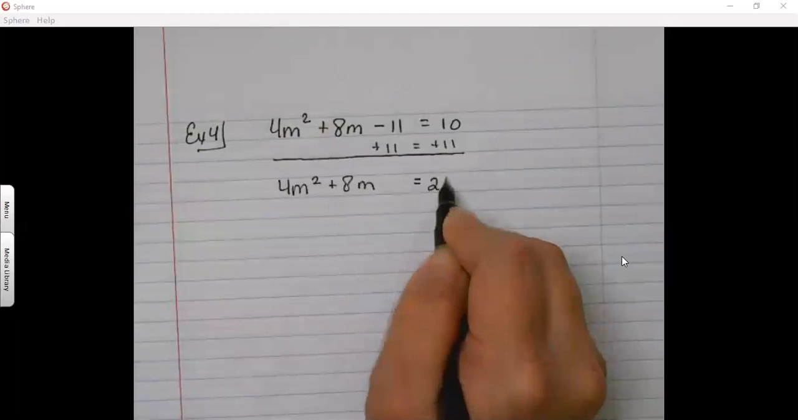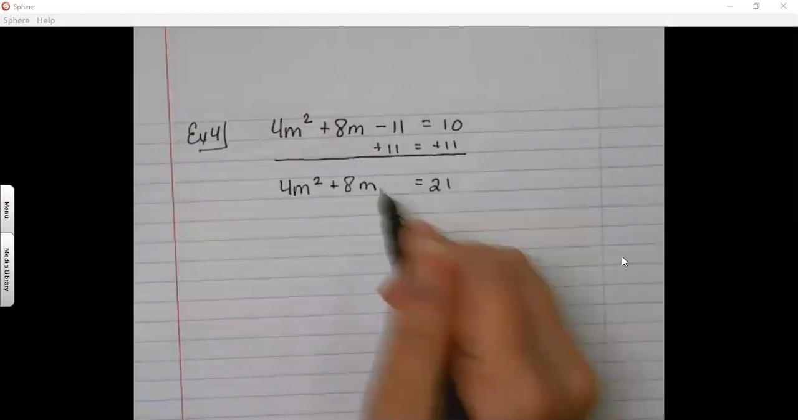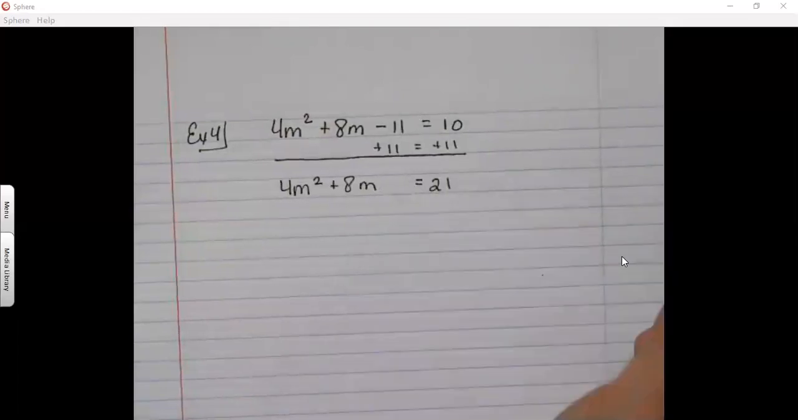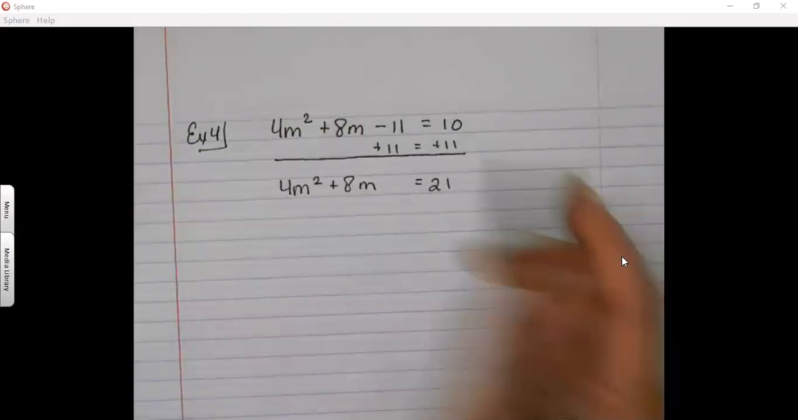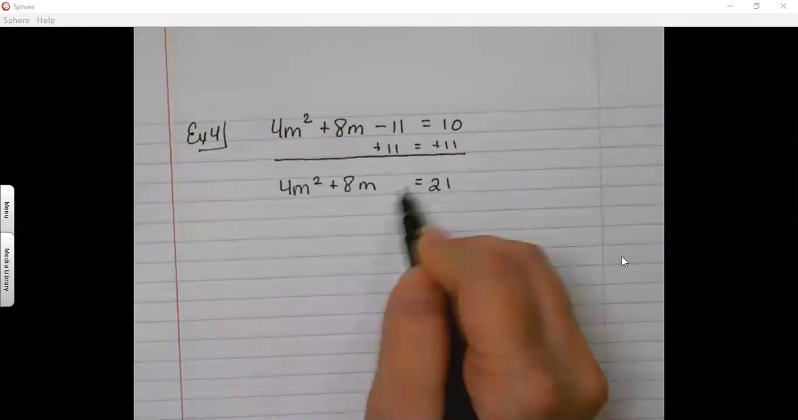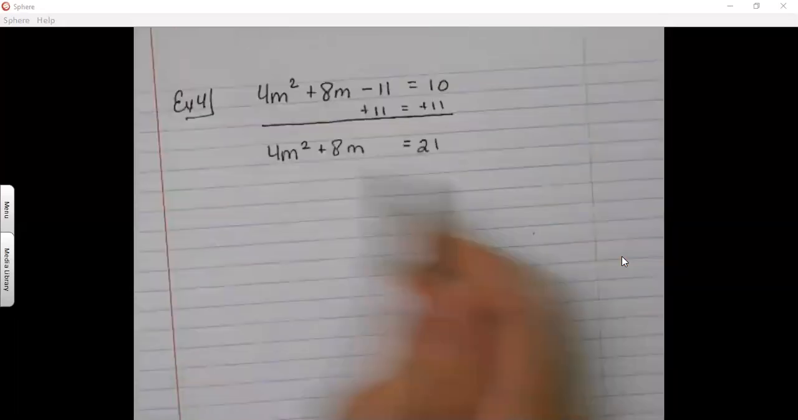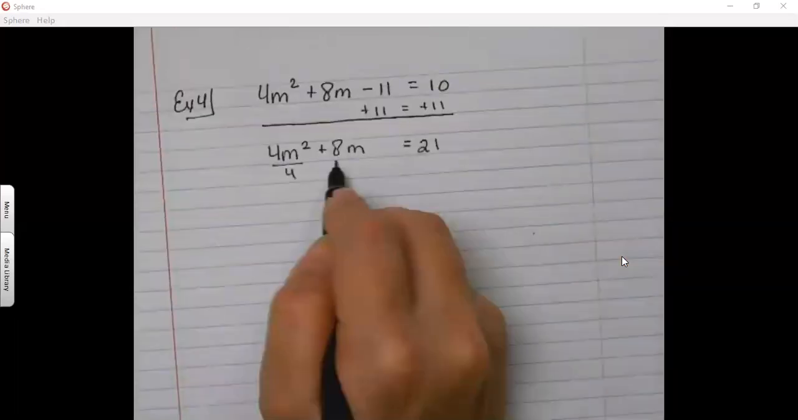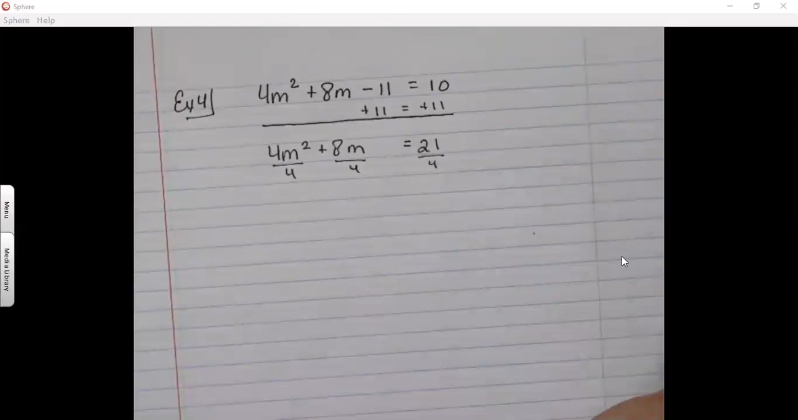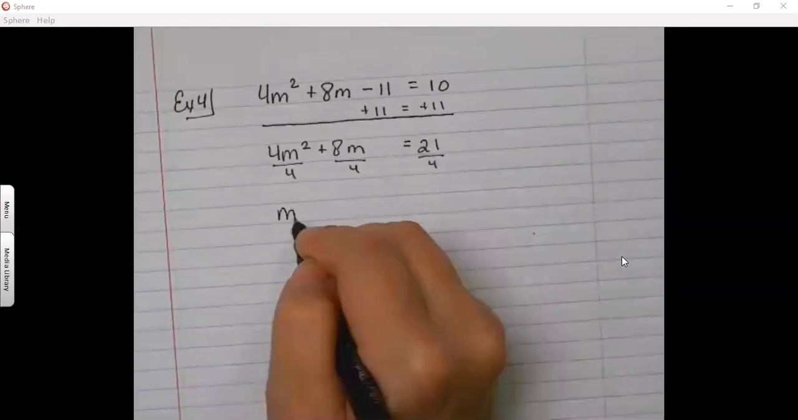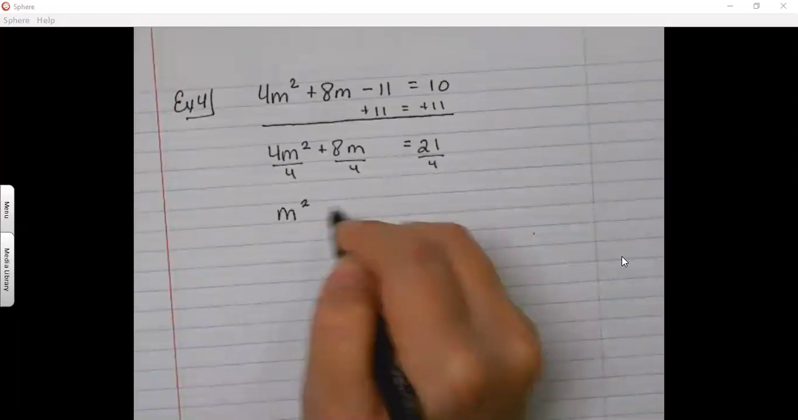I always like to save a little space for my new constant. You don't have to do that. It just helps remind me, oh yeah, we're trying to figure out a new value for C to make a perfect square trinomial. Now what do I do? Divide each term by A. As long as A is not 1, you can still divide by 1 if you want. It just won't change anything. So I get m squared plus 2m equals 21/4.